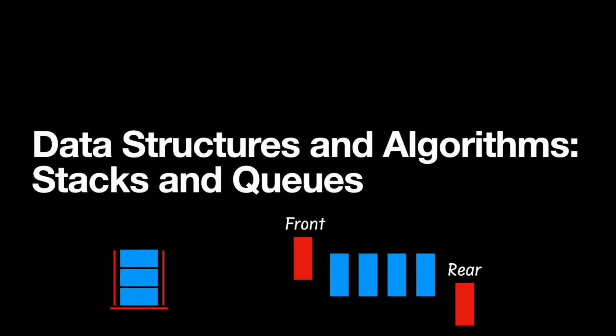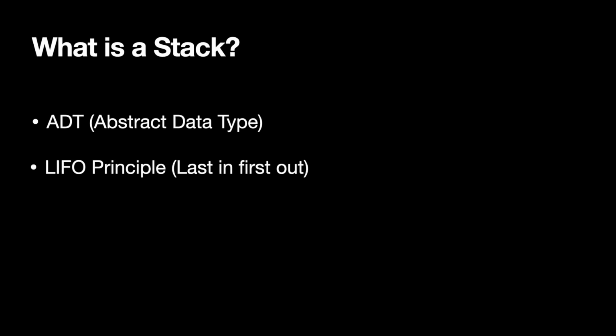Today I'll be covering stacks and queues. Firstly, what is a stack? A stack is an abstract data type, meaning we're not concerned about how it's implemented, we're concerned about the operations and methods that can be used on it. Secondly, a stack follows the last in first out principle, meaning the last item added to a stack is the first one to be removed.